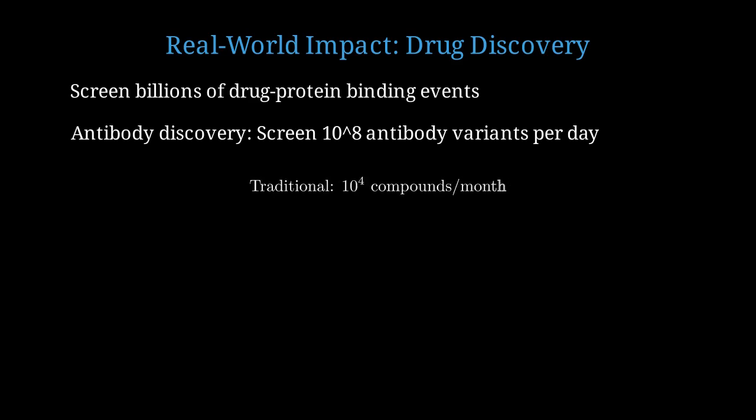Traditional high-throughput screening processes may be 10,000 compounds per month in a large facility. A droplet platform can screen 100 million compounds per day. That's 10,000 times faster than traditional methods.